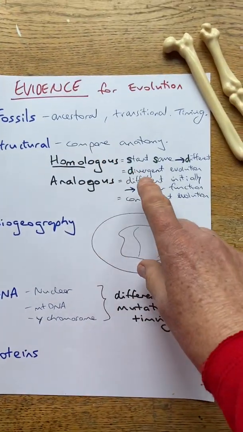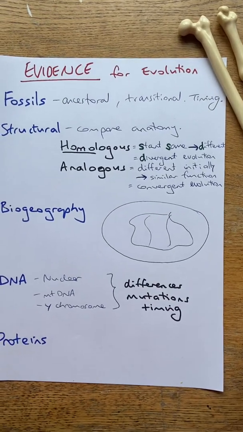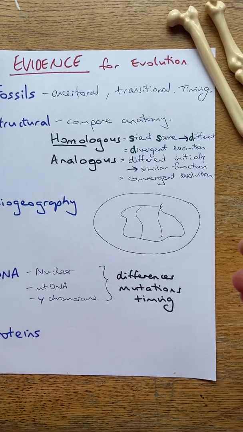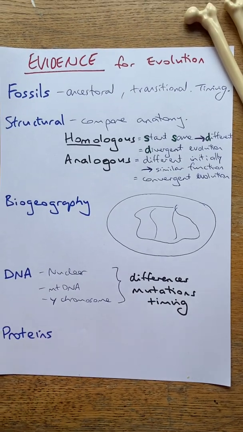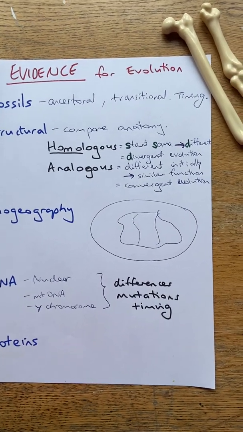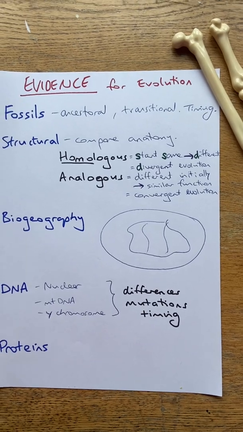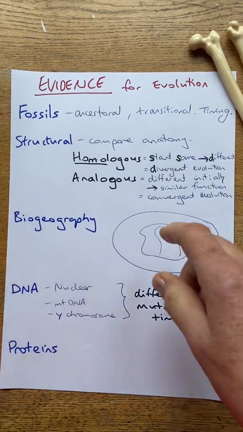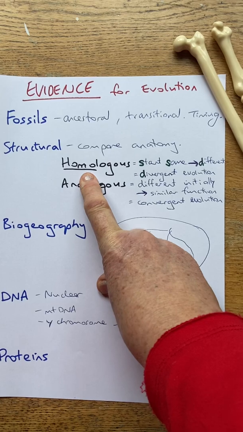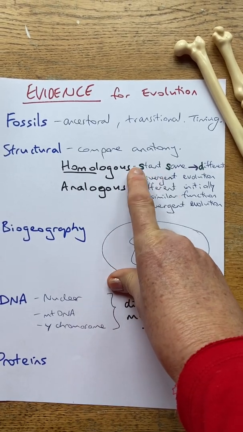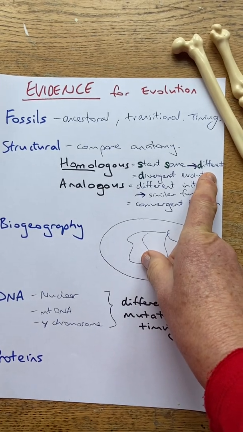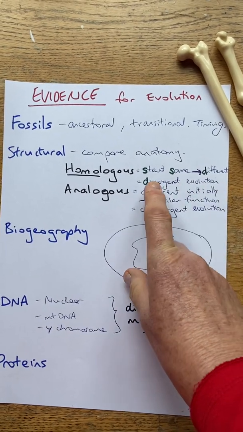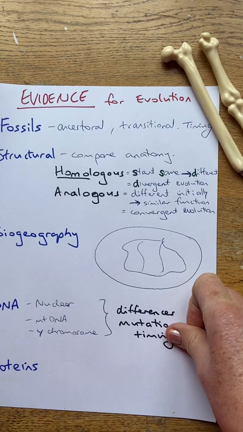Other structural things are comparing the anatomy of, it could be fossils or it could be current species. And this is where those terms homologous and analogous come in. So homologous structures, I think of homo meaning same. So they are the same, they started the same, and they've become different over time. So homologous structures are ones that are evidence for divergent evolution.